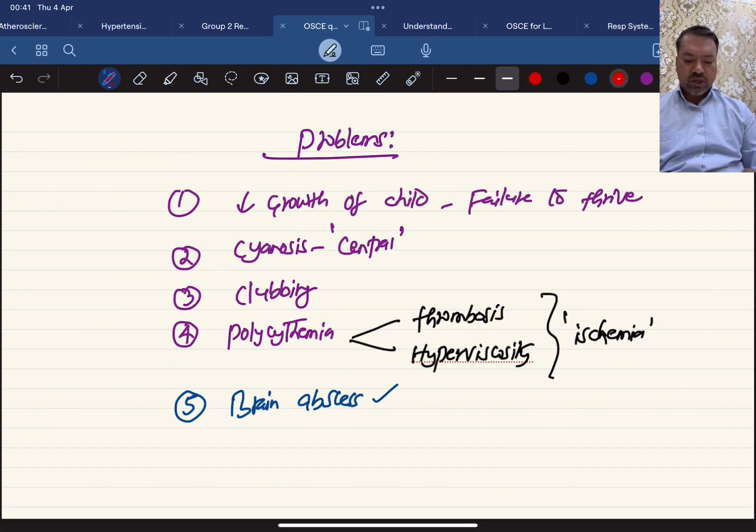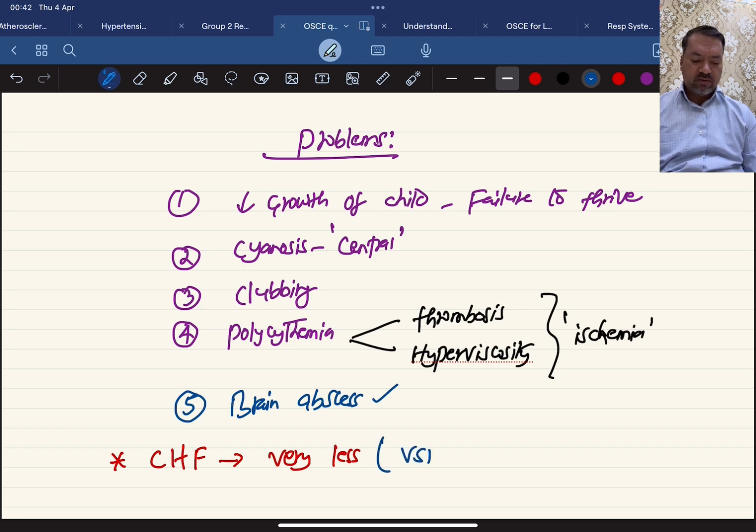One very important question which will be asked to you: what is the chance of congestive cardiac failure or heart failure in Tetralogy of Fallot? The chance is very less, and we have a reason there. Because of the VSD which is present here, there is almost equal pressure on the right ventricle and left ventricle as a result of right ventricular hypertrophy. So the VSD is almost silent here. That's why congestive heart failure is not very common.